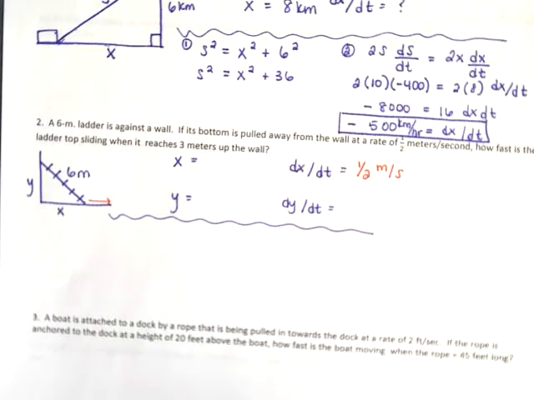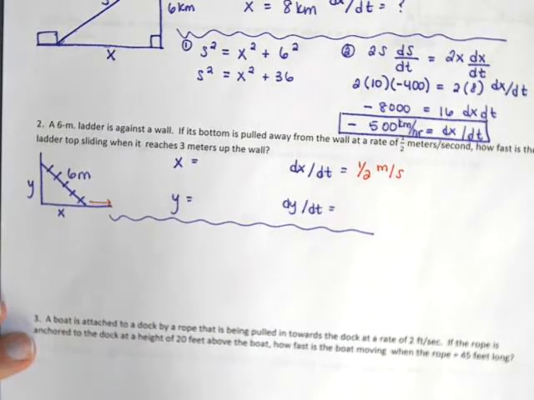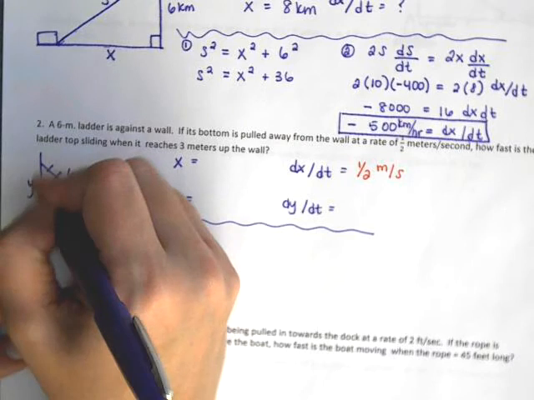How fast is the top of the ladder sliding when it reaches 3 meters up the wall? So right now, this height is 3 meters.